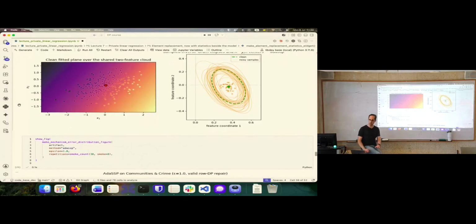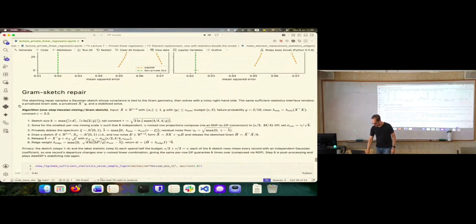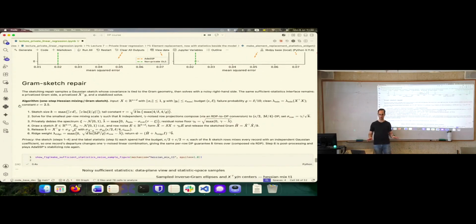I would just mention one more private technique just so we have another perspective. This one is called Gaussian sketching. So Gaussian sketching is the following thing. If I have a matrix X, I can always multiply it either from the right or from the left by a matrix where all of the coordinates were IID sampled from a Gaussian.